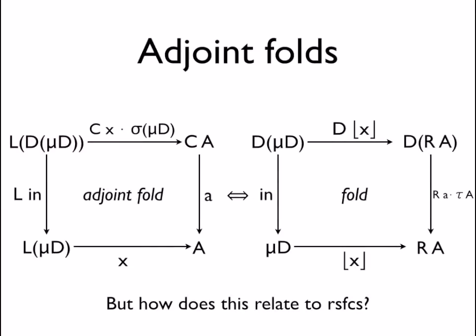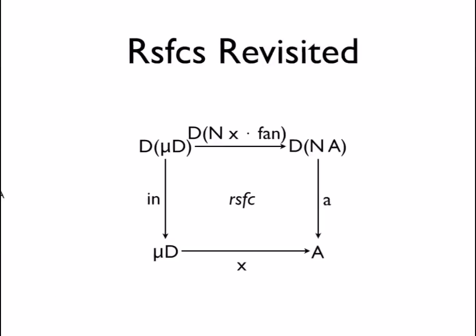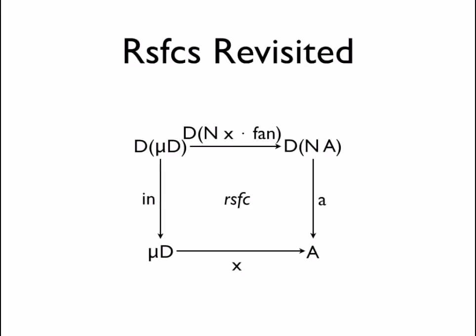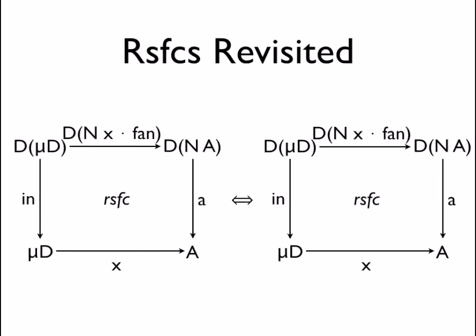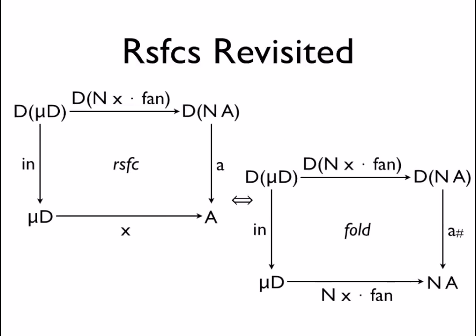So back to our problem. How are adjoints related to recursion schemes from comonads? Well, let's take another look at the RSFC. Putting this to the left-hand side, we want to show that this is equivalent to a fold. Now, I'll leave the technical details to the paper, but essentially we can show that RSFCs are equivalent to folds of this form, where A sharp is related to A.